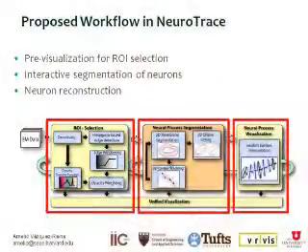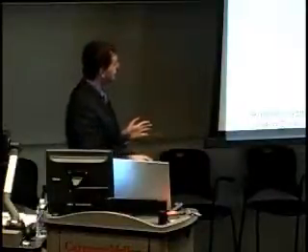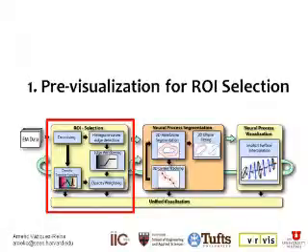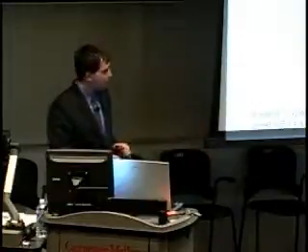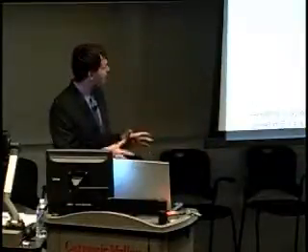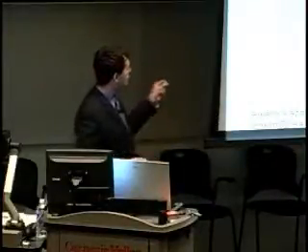So this is the workflow that I'm talking about. It's the workflow that we had in mind when designing NeuroTrace. The user typically goes through this workflow from left to right, and it's made of 3 main components. In the first part of the workflow, we have the pre-visualization for the selection of the region of interest. In this part of the workflow, the user can use volume rendering to choose a region of interest from the data. And for the computer graphics people, this is the unit in charge of doing real-time raycasting.